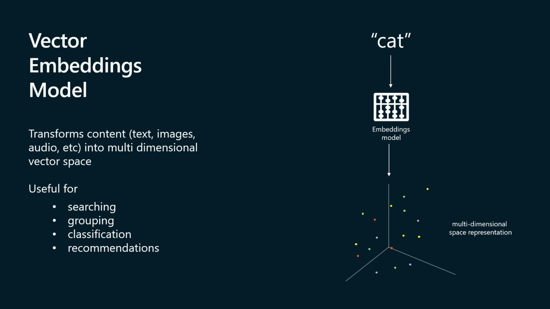Yeah. So, to summarize, vector embedding models are just like a space map, where you put words in relationship closer to each other. And they're pretty awesome for searching, grouping, and classification.